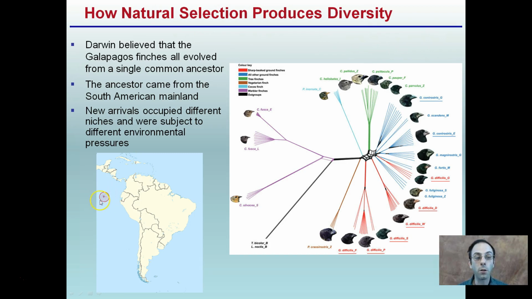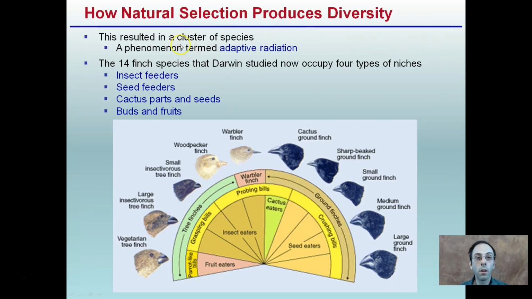So these islands are very diverse. They're in close proximity to one another, but each has got its own unique habitat. As a result, the different food items, the different environmental pressures could lead to development of these many different types of finches, and particularly looking at their bird beaks. So this resulted in a cluster of species. This phenomenon is termed adaptive radiation. So we have like one initial finch, and we have this radiation that occurs of different variants of bird beaks.